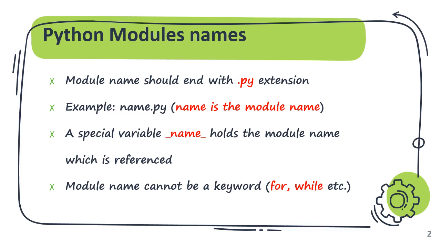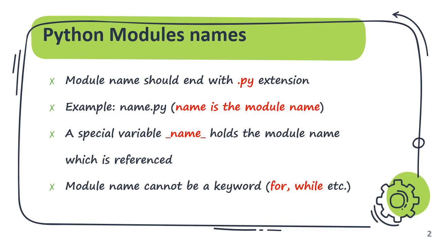The name of the module can be any name, but it must also satisfy the rules of variable naming. Then this module name cannot be a keyword like for, while, then, true, false, etc. This kind of keyword cannot be used as a module name.